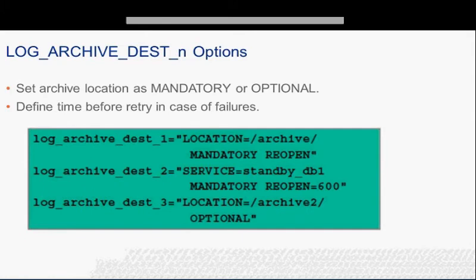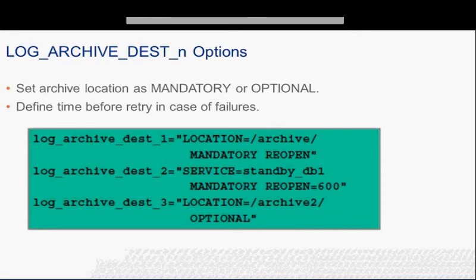Additional options with LOG_ARCHIVE_DEST_n. There are two types of options with this parameter, mandatory and optional. When using the LOG_ARCHIVE_DEST_n parameter, a destination can be designated as either mandatory or optional. Mandatory implies that archiving to this destination must complete successfully before an online redo log file can be overwritten. Optional implies that an online redo log file can be reused even if it has not been successfully archived to this destination. The optional mode is the default mode.